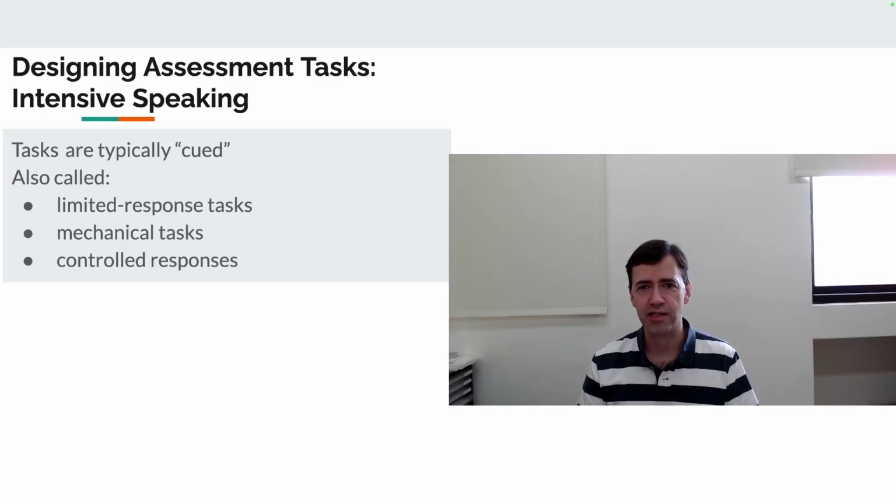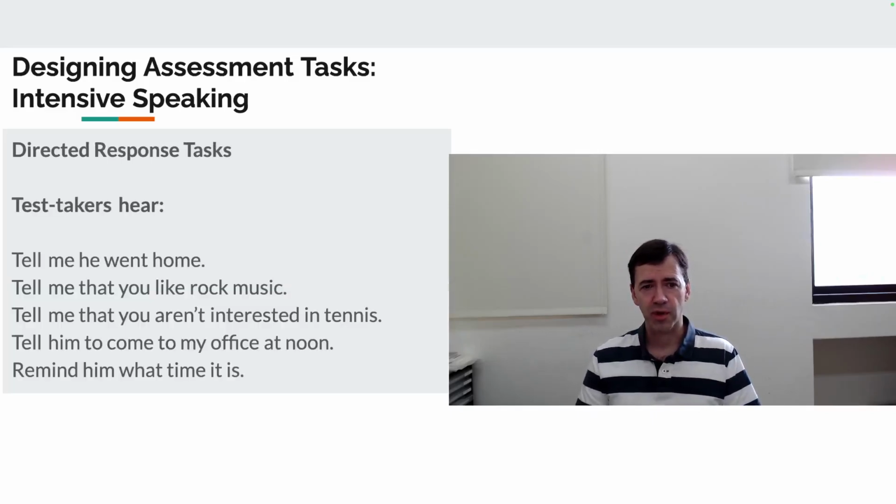So moving on to the next level where they need to produce at least a short utterance, and these tasks are typically cued, which means there's some kind of input, often it's oral, and they hear it and then they respond. So these are also called limited response tasks or mechanical tasks or controlled responses. And why they're called controlled responses is because they're not too open-ended. I want you to practice the past tense. And so I ask you a question that controls your output so that you are going to focus on the past tense. This is what I was talking about before.